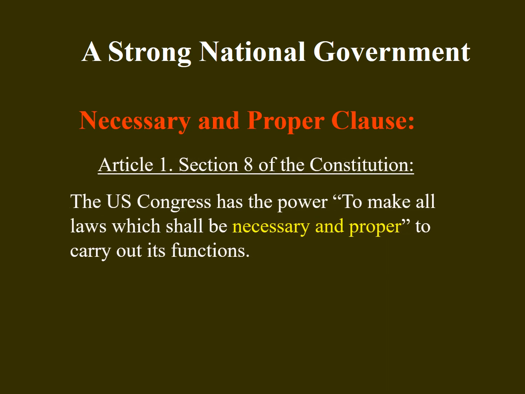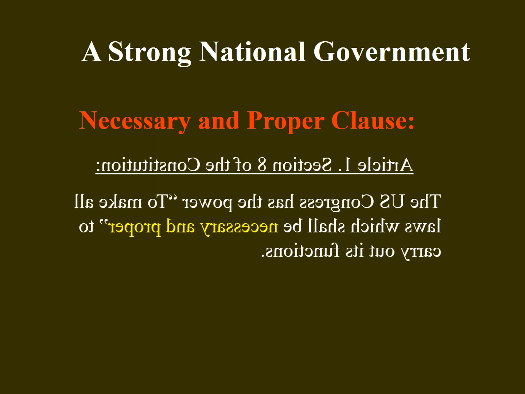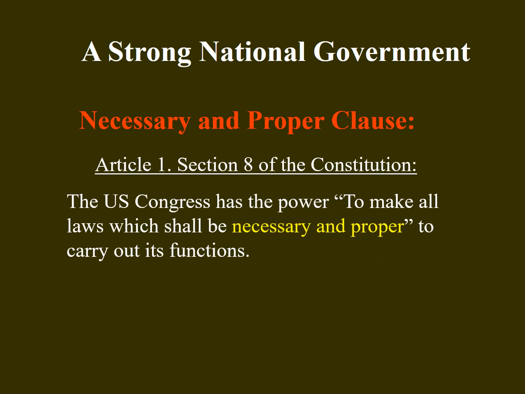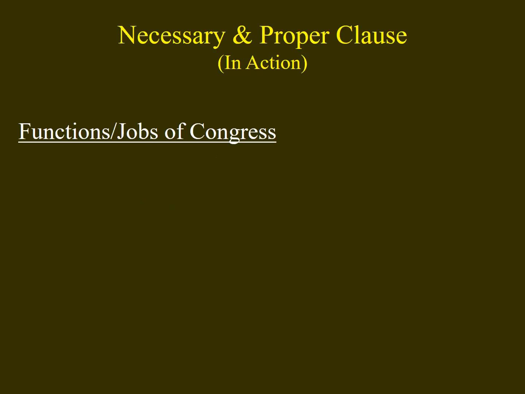All right, so there are two provisions that ensure that the national government is strong. The first of these is the Necessary and Proper Clause. It comes from a provision in the Constitution, which declares that Congress has the power to, quote, make all laws necessary and proper to carry out its functions, to do its job. Let's offer some examples here.